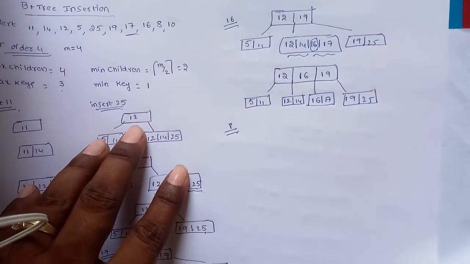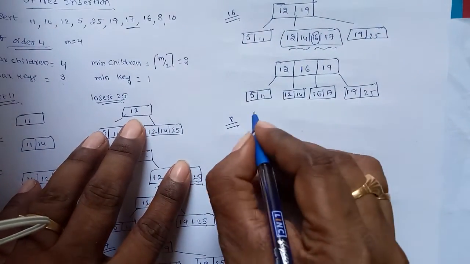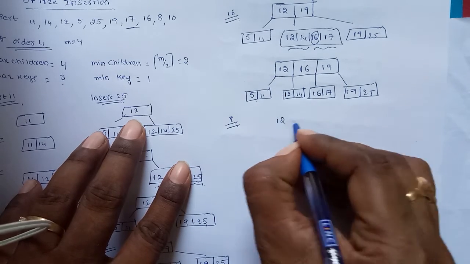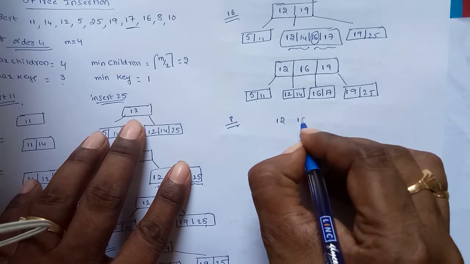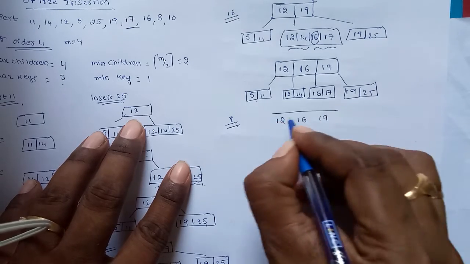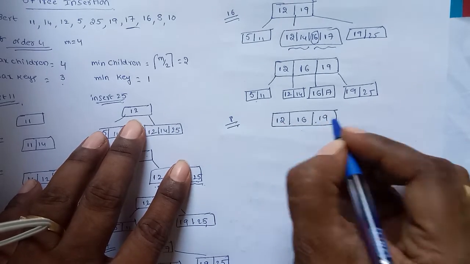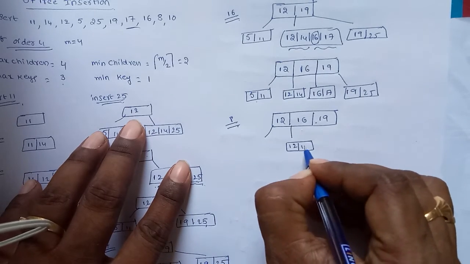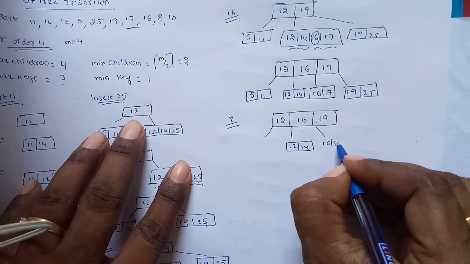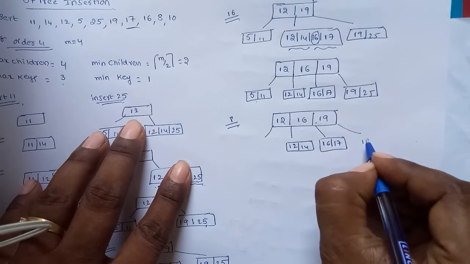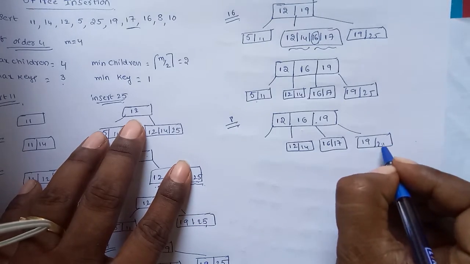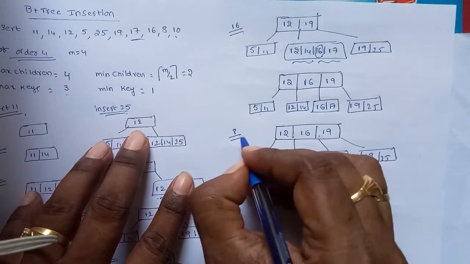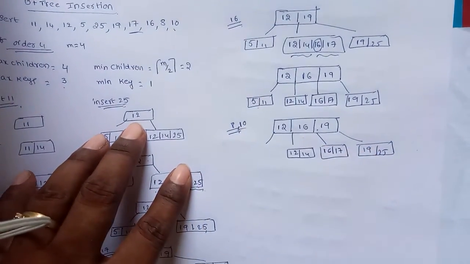Now insert 8. What is the position of 8? Simply this is the position of 8. So simply 12, 16, 19. These 12, 14 are fixed. 16, 17, 19, 25. So I have two elements, 8 and 10. 10 is also placed into the same node. So at the time I am inserting 8 and 10.